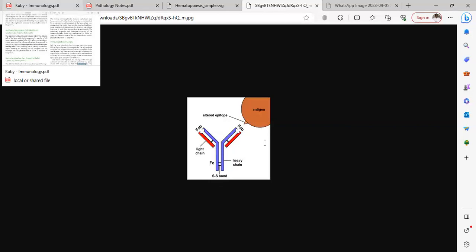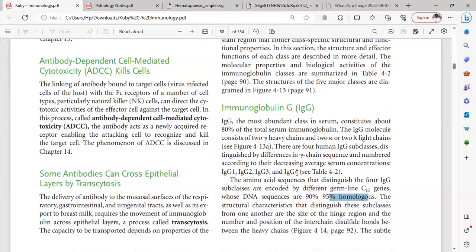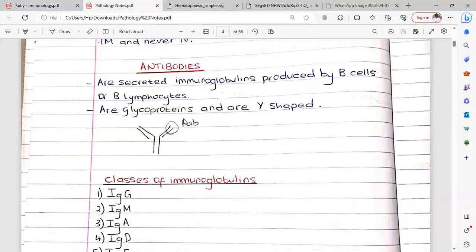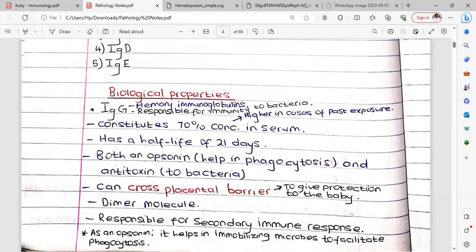So we have different classes of the immunoglobulins. These are Faith's notes. So we acknowledge that Faith did a wonderful job. Faith, thank you so much for providing these notes.